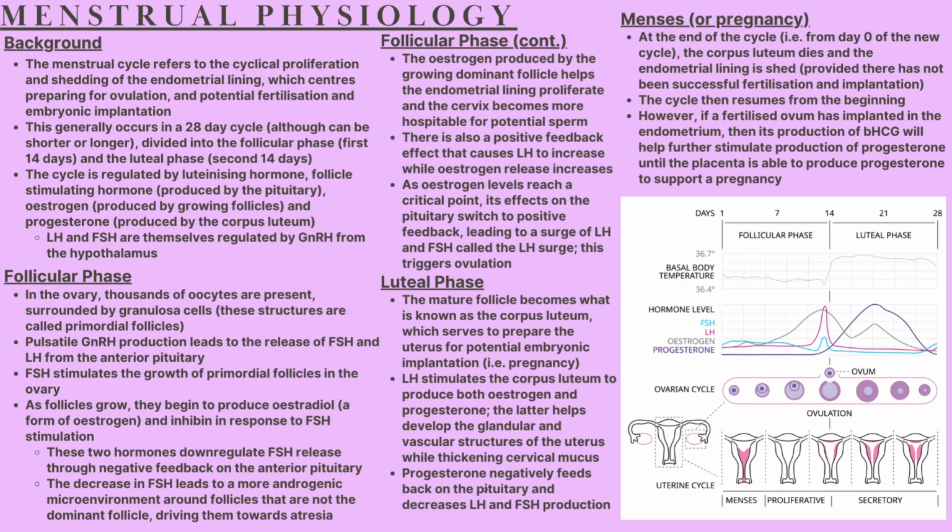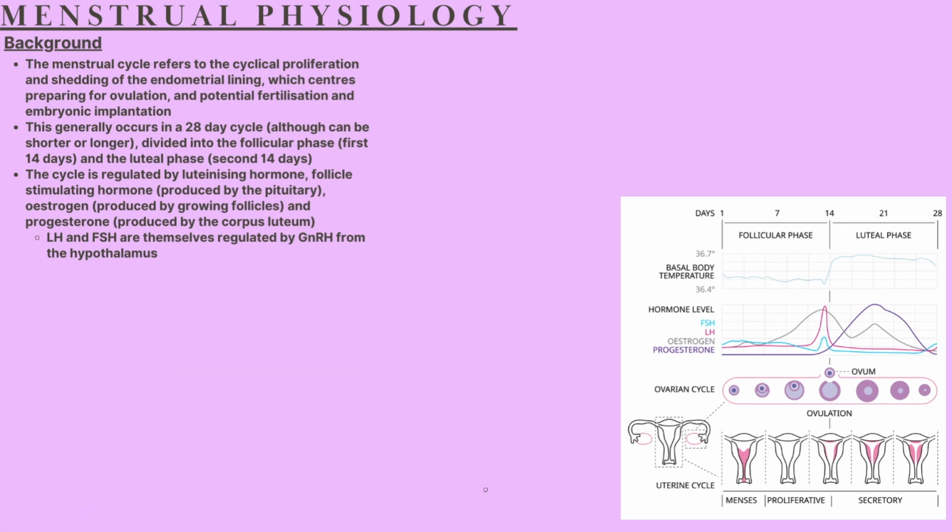This episode will be on menstrual physiology. So, the menstrual cycle refers to the cyclical proliferation and shedding of the endometrial lining, which centers around preparing for ovulation and potential fertilization and embryonic implantation. This generally occurs in a 28-day cycle, although this can differ between women and can be shorter or longer.